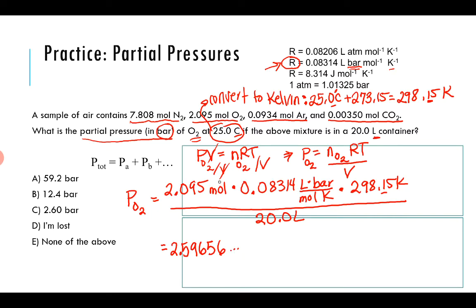And then my final unit, that mole cancels with that moles, that liters cancels with that liters, this Kelvin cancels with that Kelvin, and I'm left with bars. And so as far as sig figs go, this volume has 3 significant figures, and that's the least number of sig figs. And so I'm going to round to 3 sig figs. And so that will be equal to 2.60 bars, which is option C.